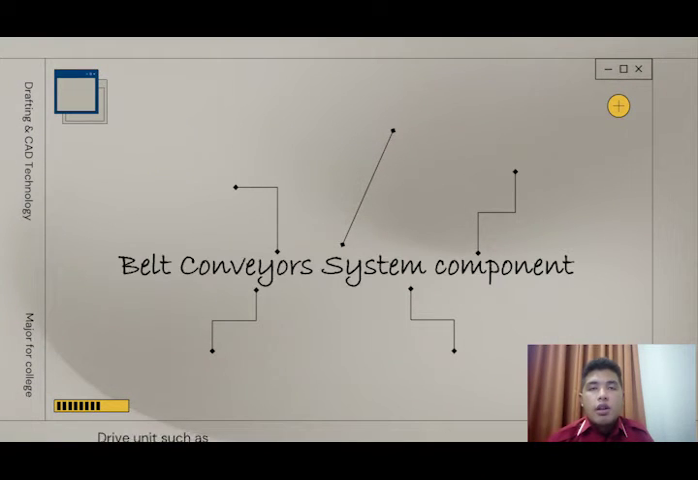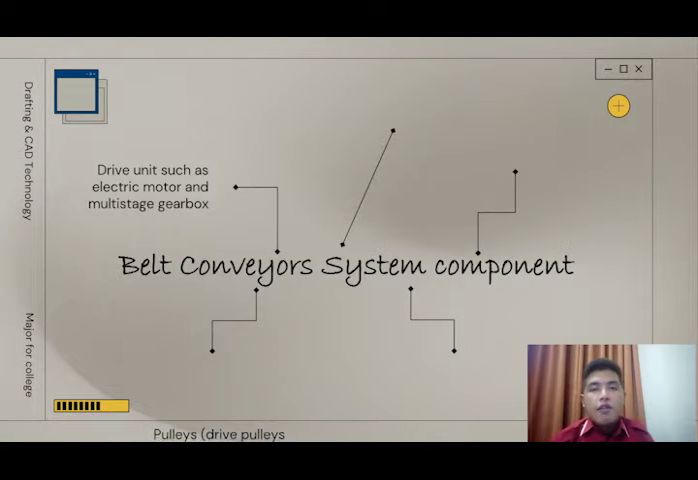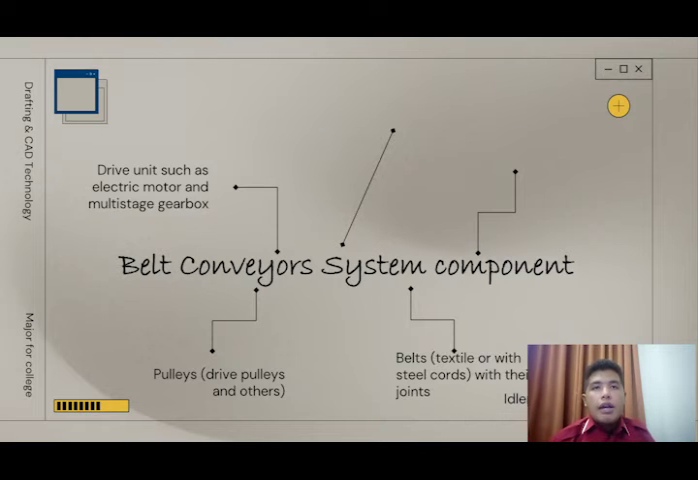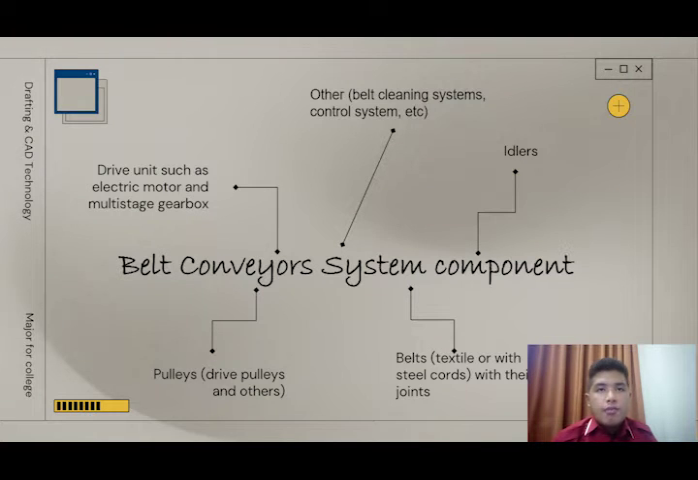So the conveyor system has many different kinds of design, but the main components of the belt conveyor system cover these five types. The first one is the drive unit, such as electric motor and multi-stage gearbox. The next is pulleys, which consist of drive pulleys and other types of pulleys. The third one is belts, which are either textile or with steel cords with their joints. The fourth component is going to be idlers, and the last component is others. Usually it is a belt cleaning system or control system and so on.